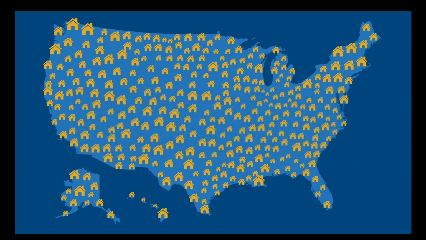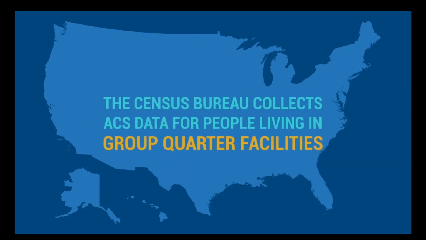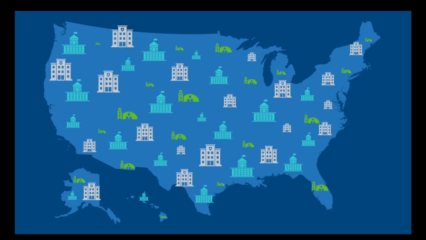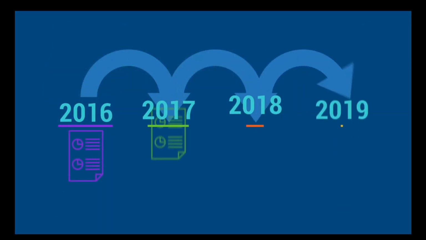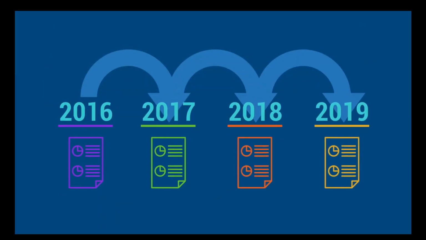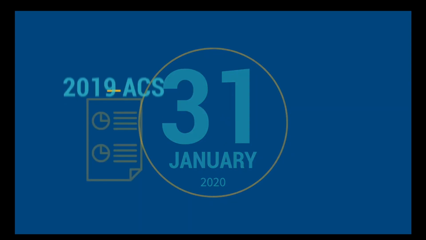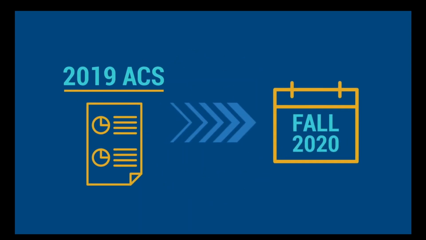In addition to collecting information about households, the Census Bureau also collects ACS data for people living in group quarters facilities such as college dorms, prisons, and military barracks. Each annual release from the ACS contains data collected in the prior year, making it one of the most up-to-date resources on the U.S. population. Typically, data releases begin in September and continue through January of the next calendar year. For example, data collected in the 2019 ACS will begin to be released in fall 2020.